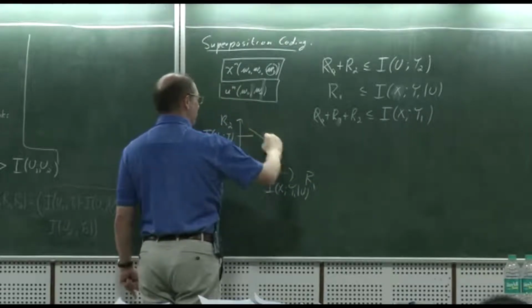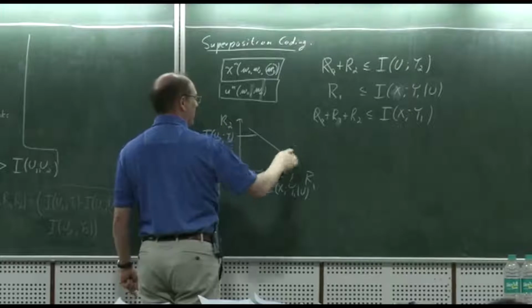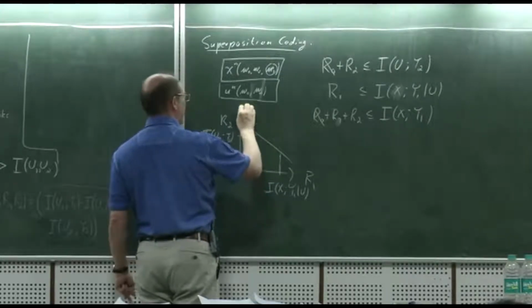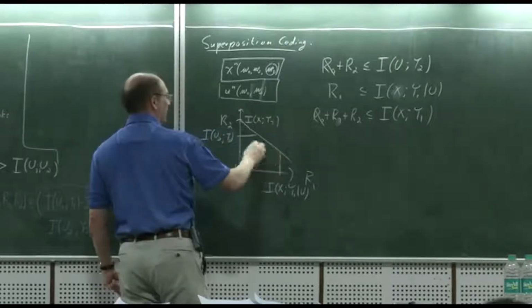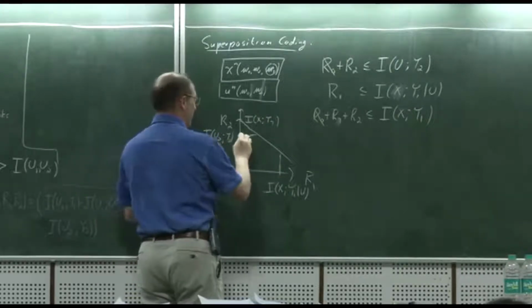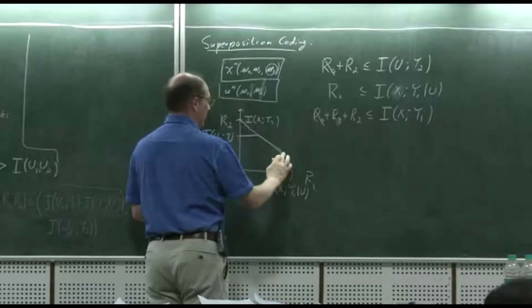And then in general, you have this thing coming across here that intersects these boundaries at I(X;Y1). So the new region that we get is the orange region.